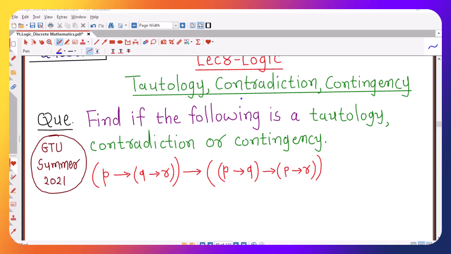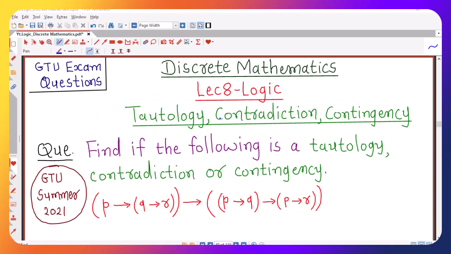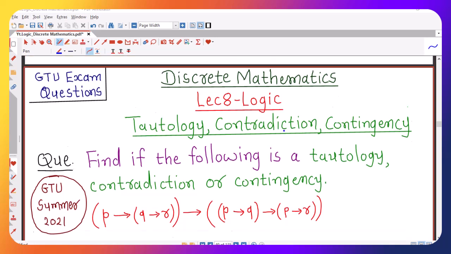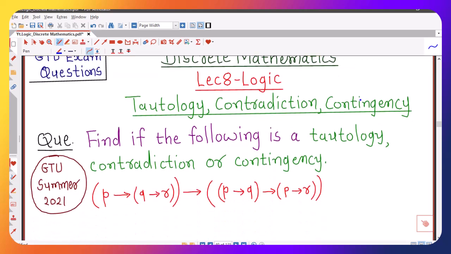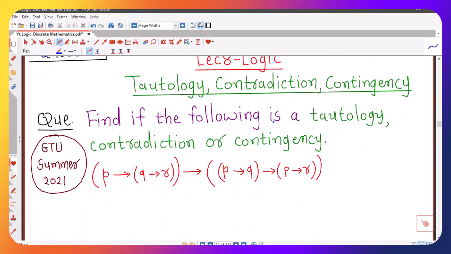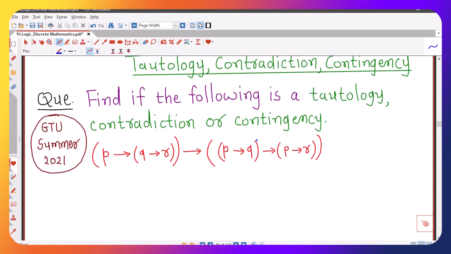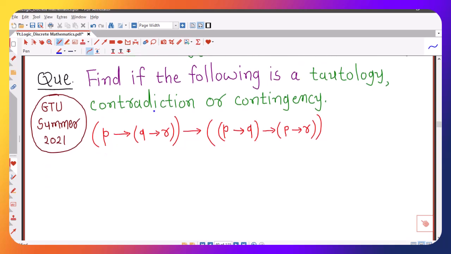In this lecture also we will discuss one question on determining whether a given statement formula is a tautology, contradiction or contingency. We have seen this type of problem in lecture number 6 and 7, and we have used a truth table to determine whether a given statement formula is of a particular type. So we try to answer this question also using a truth table.